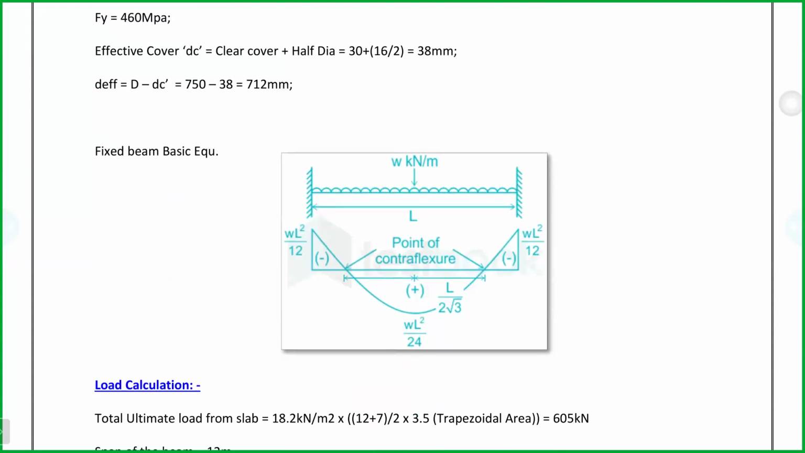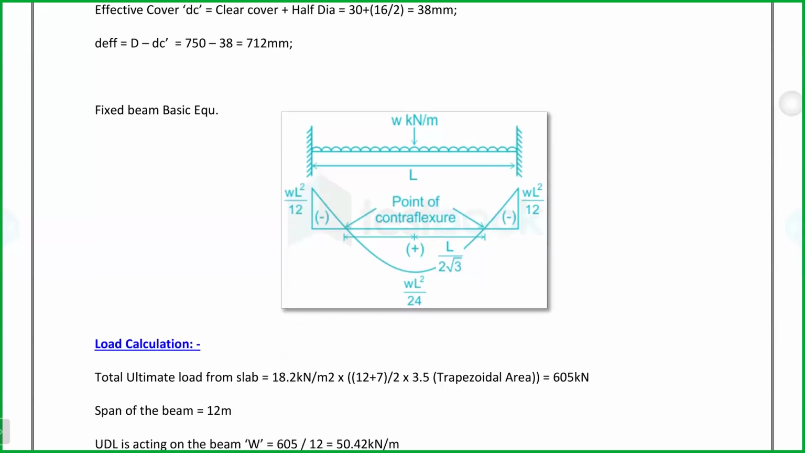Both ends are fixed supports, and this is how the moment is going to be distributed. When you have both ends fixed and a UDL on top of it, then the negative moment will be WL square by 12. Okay, the positive moment will be what? WL square by 24. Okay, I'll move forward.